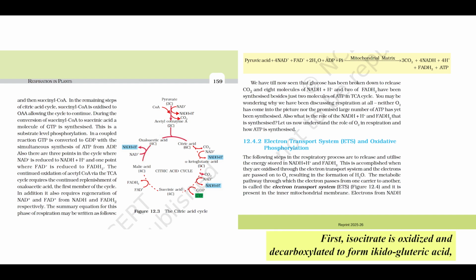First, isocitrate is oxidized and decarboxylated to form alpha-ketoglutaric acid, which is a 5-carbon compound. During this step, 1 molecule of NAD+ is reduced to NADH plus H+. Second, alpha-ketoglutaric acid is also oxidized and decarboxylated to form succinyl-CoA, a 4-carbon compound. Again, another molecule of NAD+ is reduced to NADH plus H+.